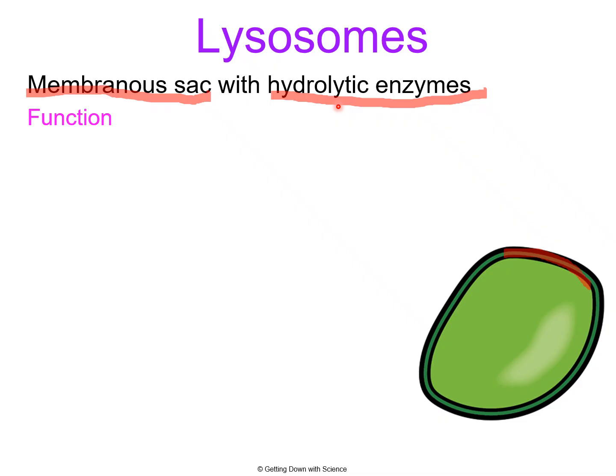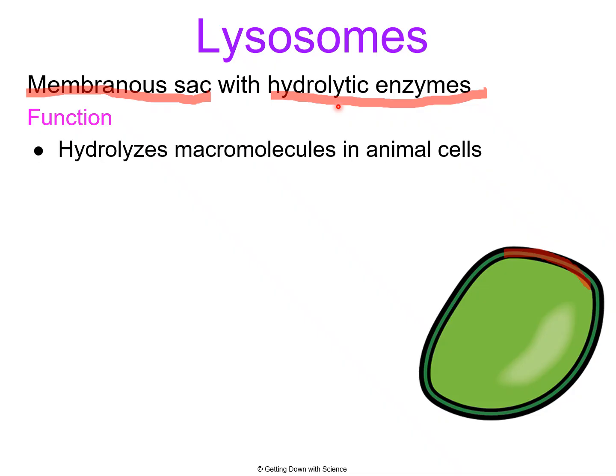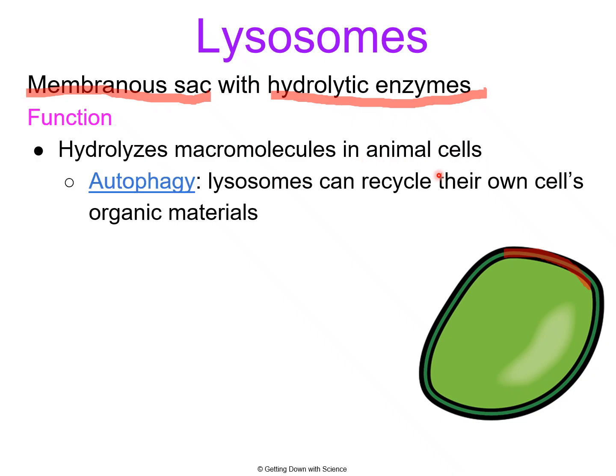All right, so now let's go into the functions. Lysosomes hydrolyze macromolecules in animal cells. And remember, these are found only in animal cells, so plant cells do not have lysosomes. They can also carry out a process called autophagy, which is pretty much when they break down themselves in order to recycle. So lysosomes can recycle their own cells' organic materials, and that helps the cells reuse materials and also renew themselves.